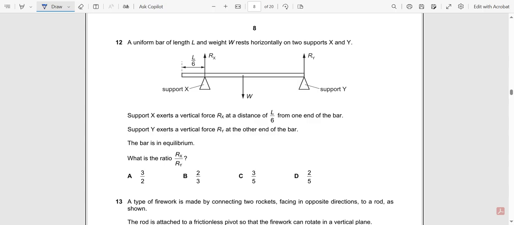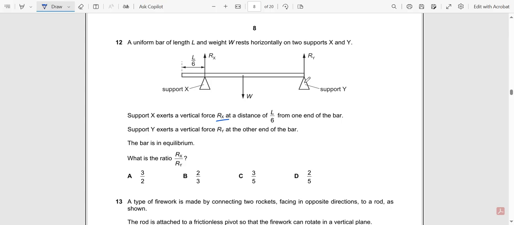Here, a uniform bar of length L and weight W rests horizontally on two supports X and Y. Support X exerts a vertical force Rx, and the distances are given. And then support Y exerts a vertical force Ry. The bar is in equilibrium. What is the ratio of Rx and Ry? We have to determine the forces Rx and Ry.